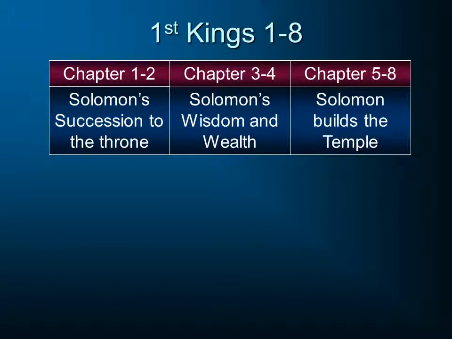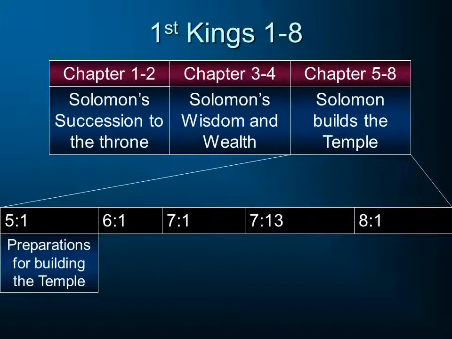Last time we looked at 1 Kings chapters 1 through 4 as we saw Solomon's succession to the throne, and then we viewed Solomon's wisdom and his wealth. Now we come to chapters 5 through 8 as Solomon builds the temple. Now that part can be expanded.